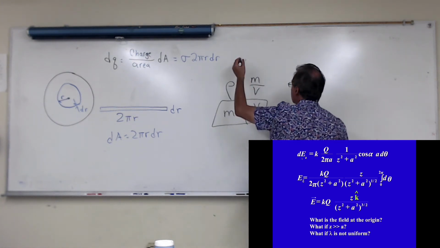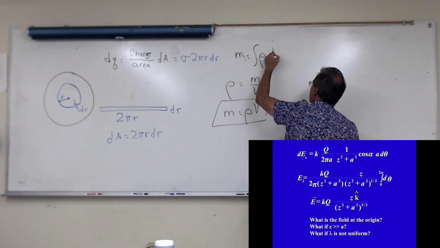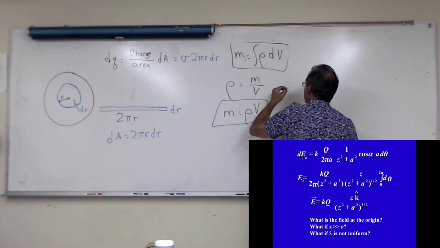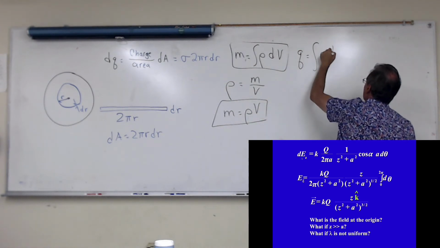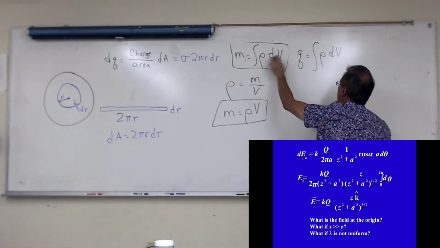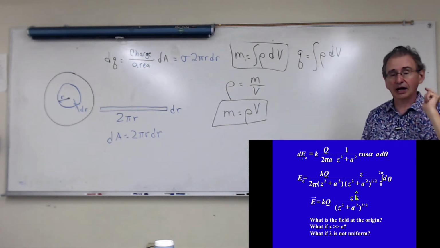So really, M should be written this way. Or Q should be written this way. In this case, this is a mass density. This is a charge density. Okay? That you have to remember.